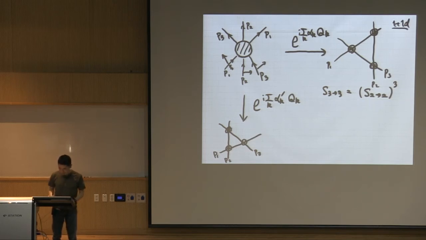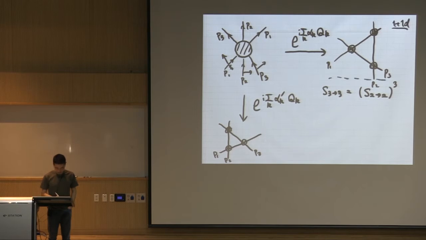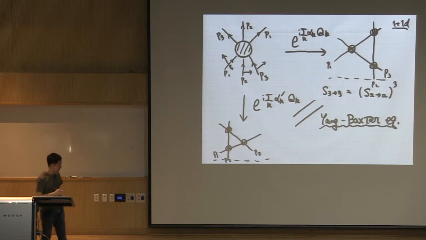And this is very important because we assume that our theory has the higher conserved charge symmetry, which means that this picture here must be the same as this picture here. So we should actually relate these two pictures by equality. And this is precisely what is called the Yang-Baxter equation, which gives a very important constraint on the 2 to 2 S matrix.